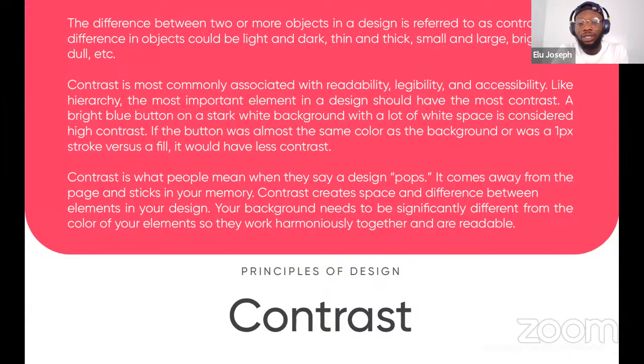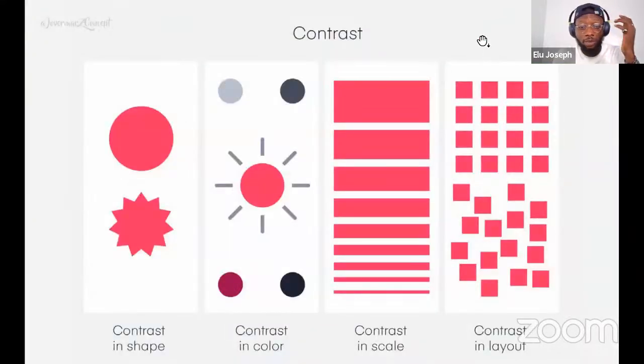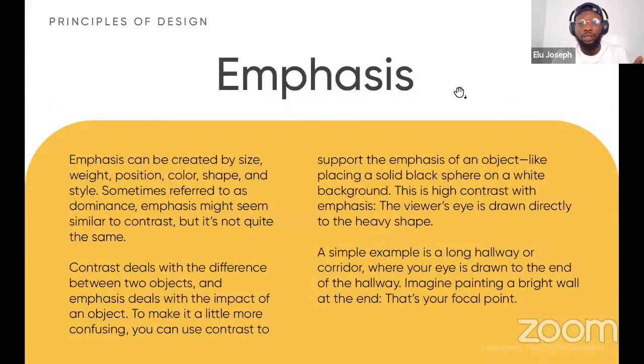Contrast is simply the difference in objects. Black, white, contrast. Big, small, contrast. Wide, slim, contrast. Thick and thin, contrast. Bright and dull, contrast. Even on this slide, you see a white part and a reddish part. That is contrast. It's that simple. So you see contrast in shape, contrast in color, contrast in scale, contrast in layout. So contrast is everywhere.